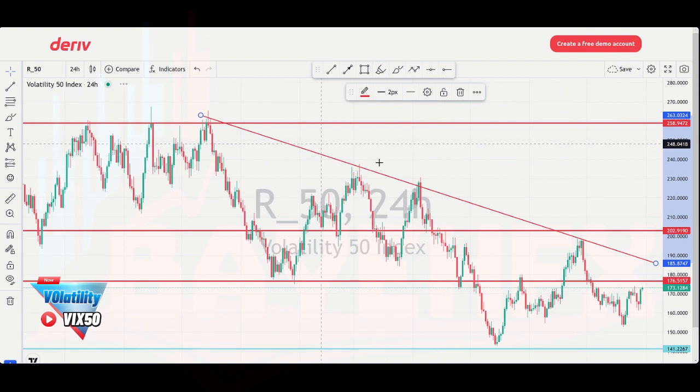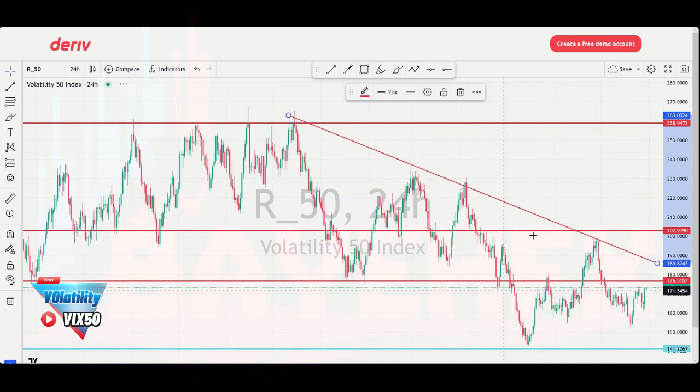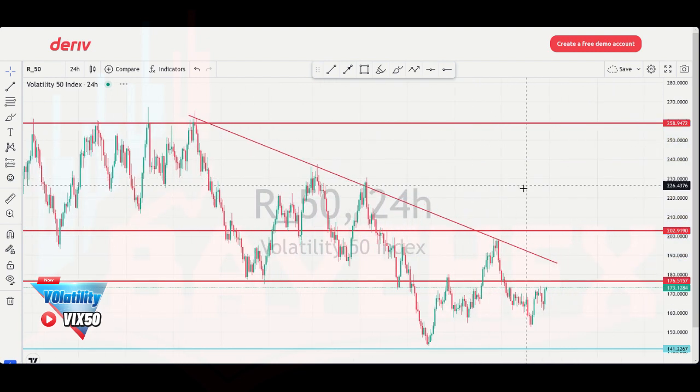So this particular correction is almost over, but it's going to be over once we have a close above this particular trend line. As you can see here, this tells us that we're going to continue being bullish because we got support.